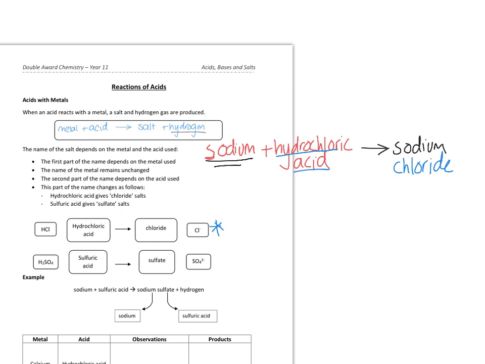So a salt has two names. You can think of it like a first name and a surname. The first name coming from the metal and remaining unchanged, and the surname coming from the acid, but it does change depending on the acid that we use. So we get sodium chloride, and then our other product will be hydrogen.